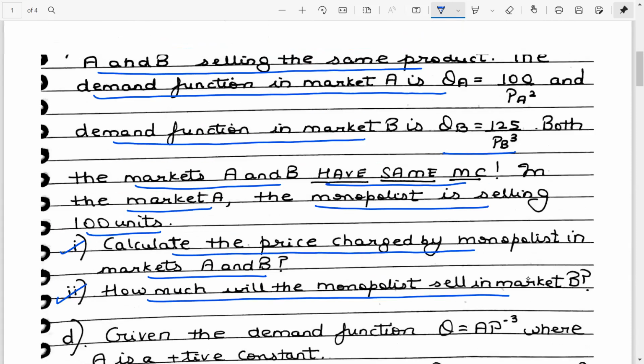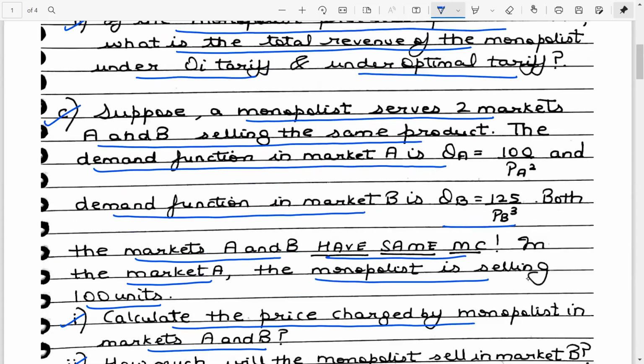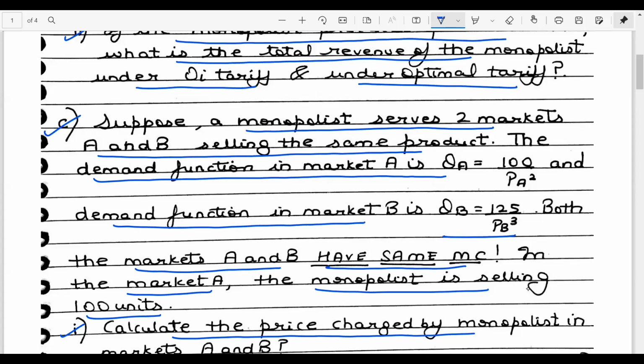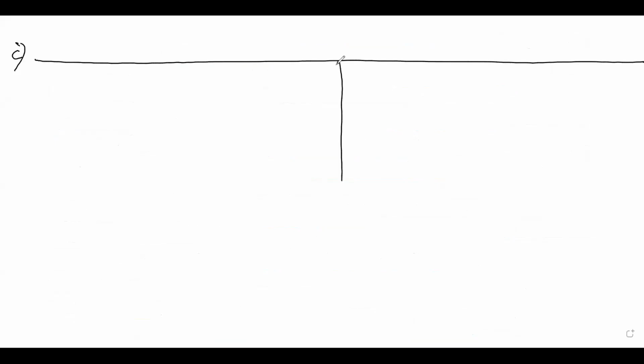So let's quickly solve question number C on the whiteboard. So erasing this off, let's look at question number C. So I can divide my entire analysis into two markets, market A and market B.